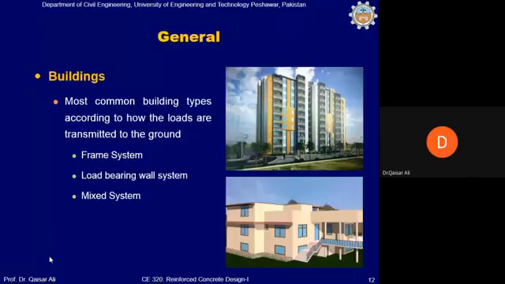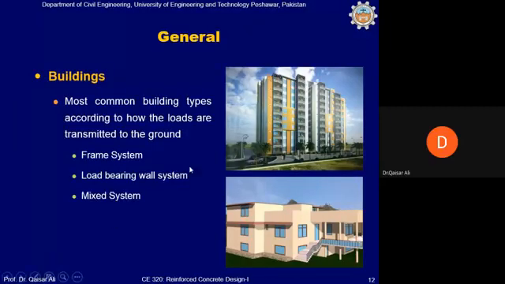Okay, next we will discuss types of buildings. There are basically three types of buildings depending on how the load is transferred to the foundation. One of the building types is a frame system. In a frame system, as you will see in the next slide, the load is transferred from the slab to the beam and to the column, and from the column to the foundation.